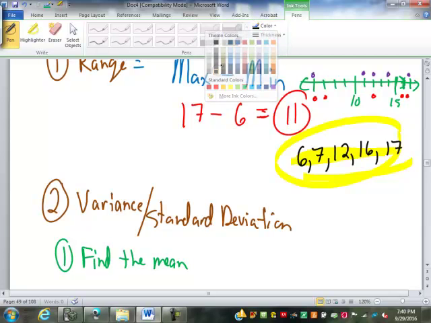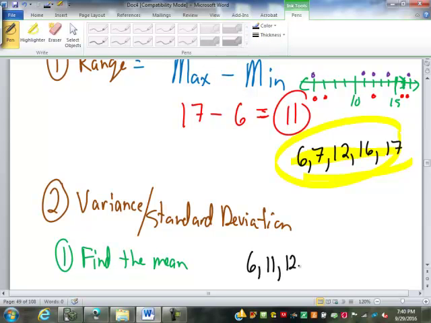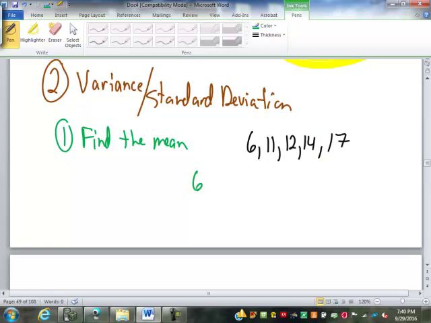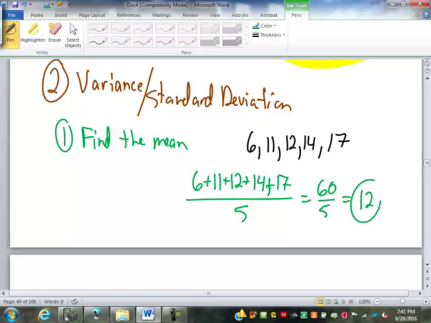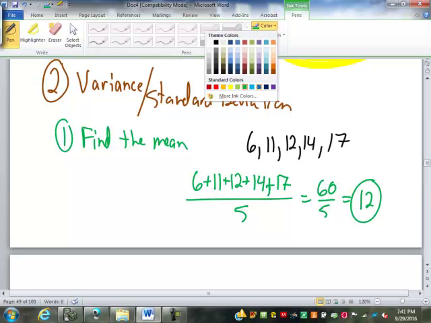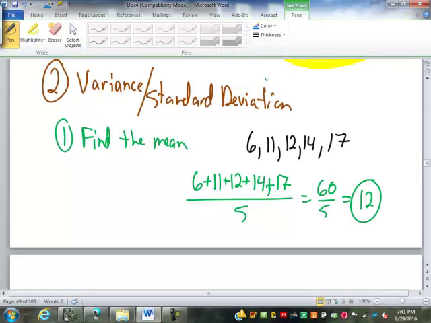We're going to use our top set of numbers up here, which were 6, 11, 12, 14, and 17. So I'm going to find the mean of that set of numbers. 6 plus 11 plus 12 plus 14 plus 17 is what? 60. Divided by 5 is 12, our mean. So that's step 1. Find the mean. We found it. It's 12.